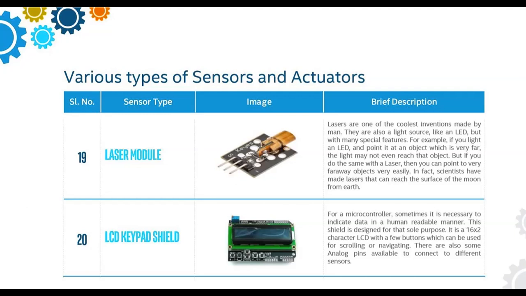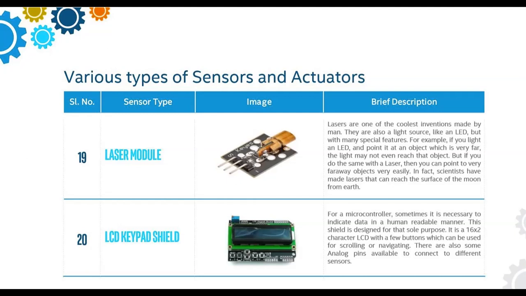For the microcontroller, sometimes it is necessary to indicate information in a human readable manner, meaning whatever information we want to display, we have to use an LCD keypad display. This shield is designed for that sole purpose. It is a 16 by 2 character LCD with a few buttons which can be used for scrolling or navigation of that display. There are also some analog pins available to connect different sensors. So this is one of the good inventions by man.